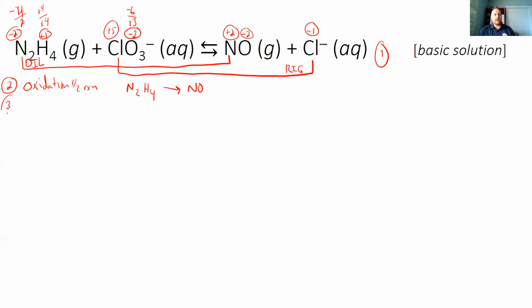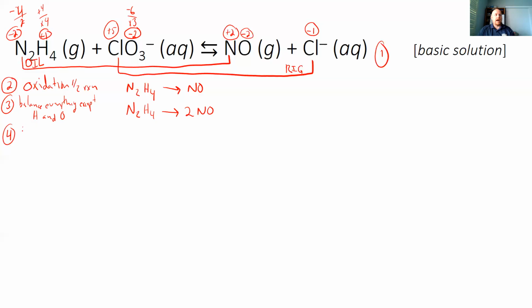In step 3, we're going to balance everything except hydrogen and oxygen. Okay, so when we balance everything except hydrogen and oxygen, it's really simple. I've got 2 nitrogens on the reactant side. I need to get 2 nitrogens on the product side, so I'll put a stoichiometric coefficient of 2 there. So N2H4 reacts now to form 2NO.